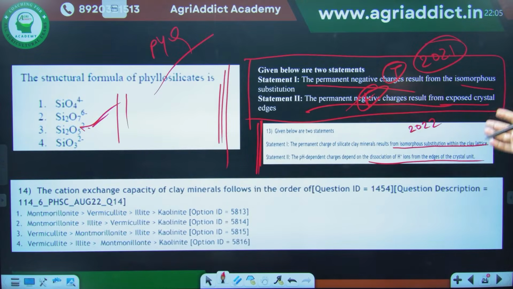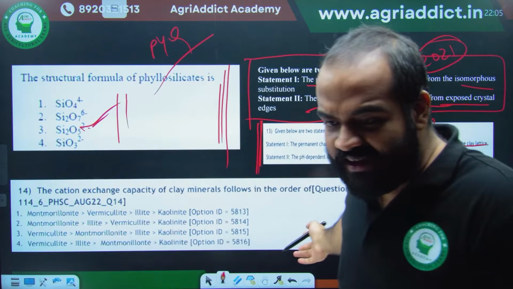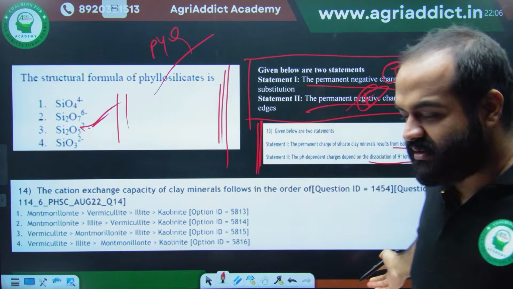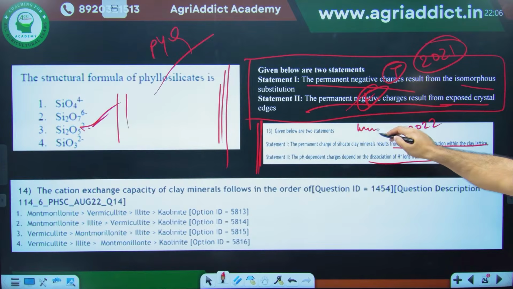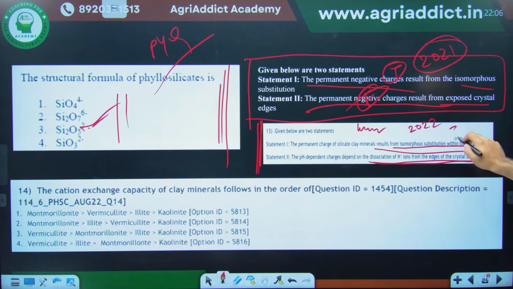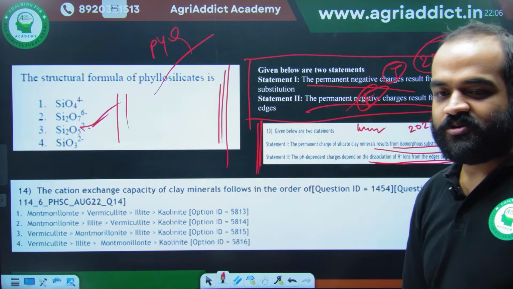You should be very thorough with your PYQs. इसका क्या आंसर है? Option 3. Permanent charge of silicate clay mineral isomorphous से होता है, pH dependent dissociation of H plus से होता है. This will be both true, no? What are you thinking so long? This will be both true.